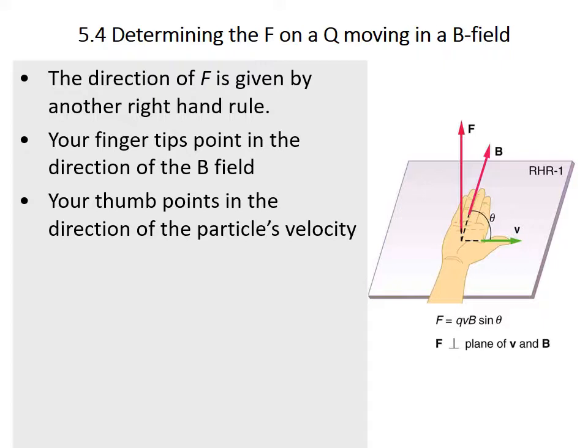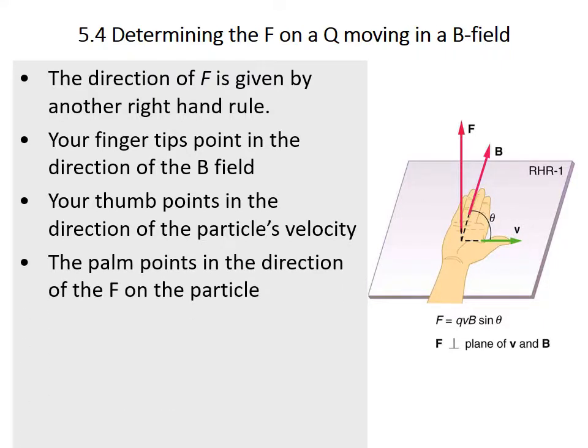Along what line? You keep your fingers pointed in the direction of the B field, and then you can flip your hand over or sideways, back and forth, to get your thumb in the direction of velocity, just like we would put our thumb in the direction of current. The palm then, the face of your palm, points in the direction of the force on the particle. I feel like using the right-hand rule with a flat hand rather than using your index finger and your middle finger and your thumb is easier.